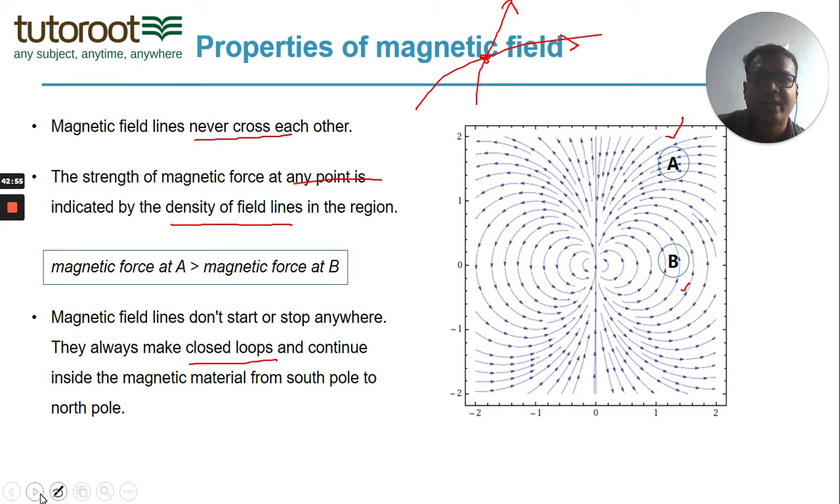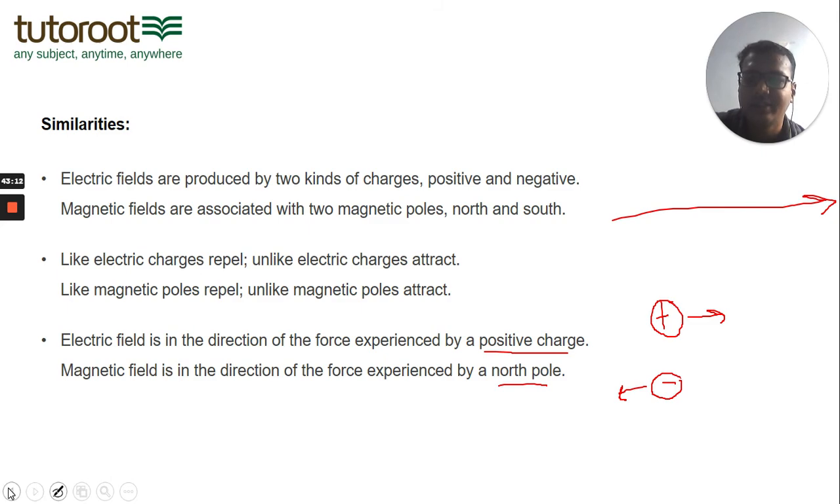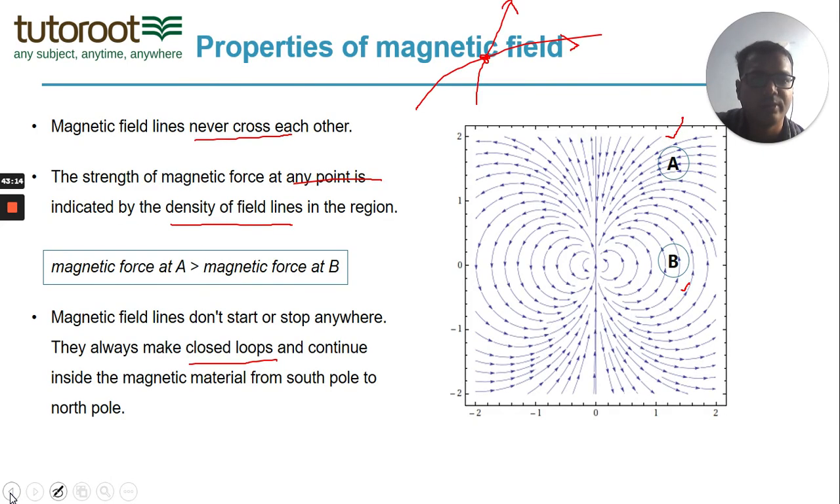So properties of magnetic field: magnetic field lines never cross each other. The strength of magnetic force at any point is equal to the density of the field lines crossing that area. So if there are many field lines crossing through a particular area, then obviously the magnetic force in that area will also be high. And third, magnetic field lines are closed loops. So they don't start somewhere and stop somewhere. They always make a closed loop.